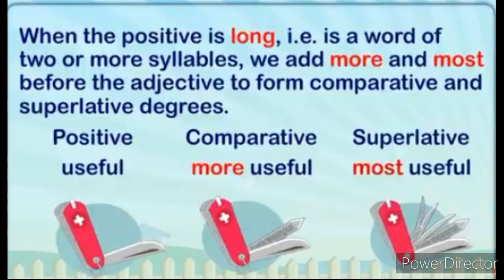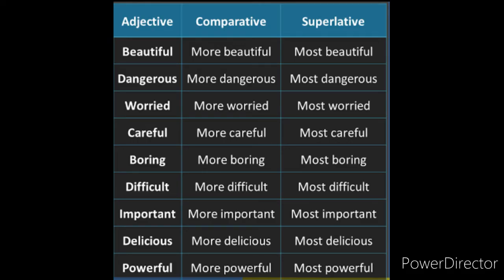When the positive is long, that is a word of two or more syllables, we add more and most before the adjective to form comparative and superlative degrees. For example, useful, more useful, most useful. See some more examples and usages with more and most so that it will become clear to you all.